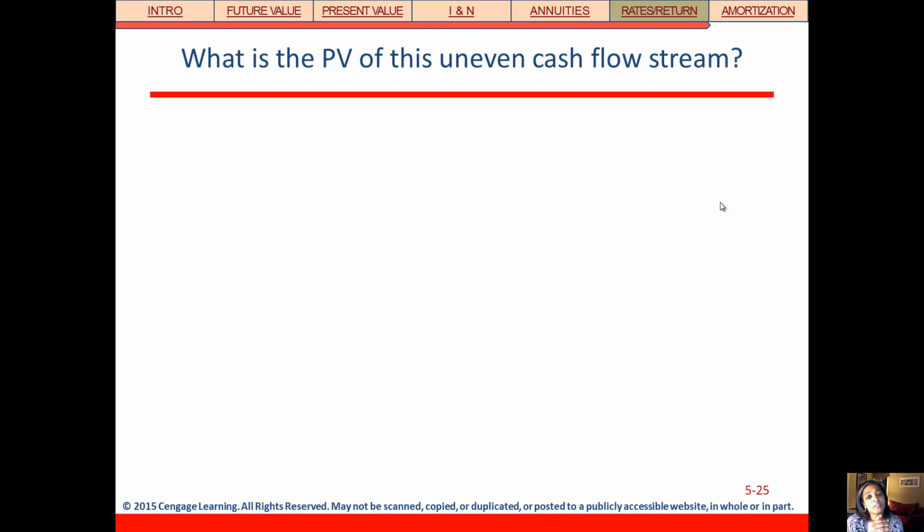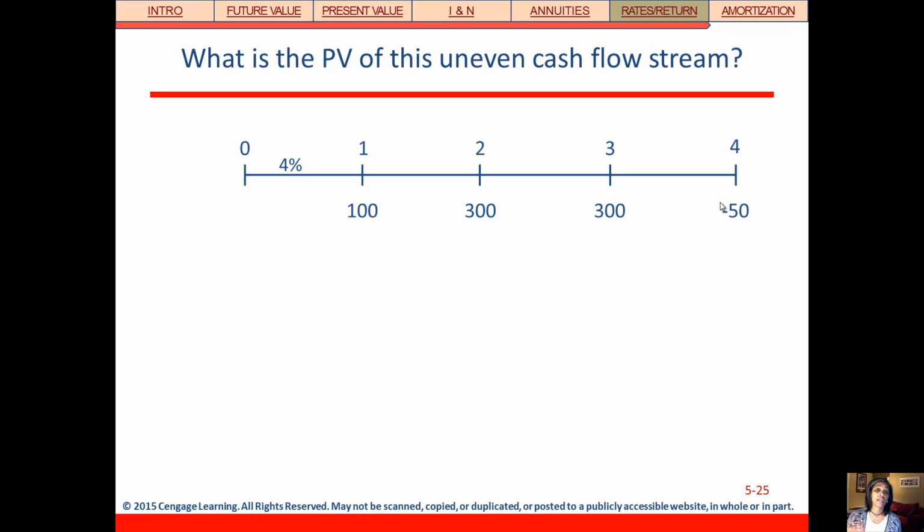Now, let's look at uneven cash flow streams. So we've been talking about annuities where the payment is the same each period. If it's not the same, then we can't calculate it as an annuity. Now we have an uneven cash flow stream, and we're going to have to use our cash flow worksheet.